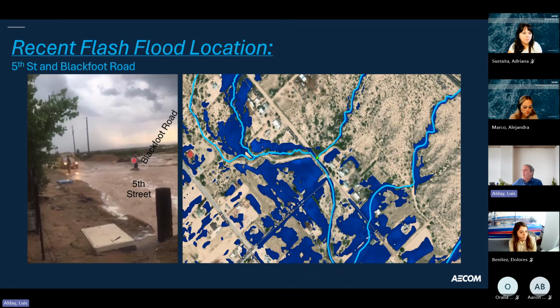So this is 5th Street and Blackfoot Road, the intersection. And here is 5th Street and I think here, yeah, here is Blackfoot and here 5th Street. So this is the area that you were presenting on those exhibits. And based on our modeling, the road is being flooded. And then there are some houses, some structures in this area that get flooded also. Do you have recollection, Oralia, of this event? Yes, that's correct. That's usually where the flooding happens every time it rains.